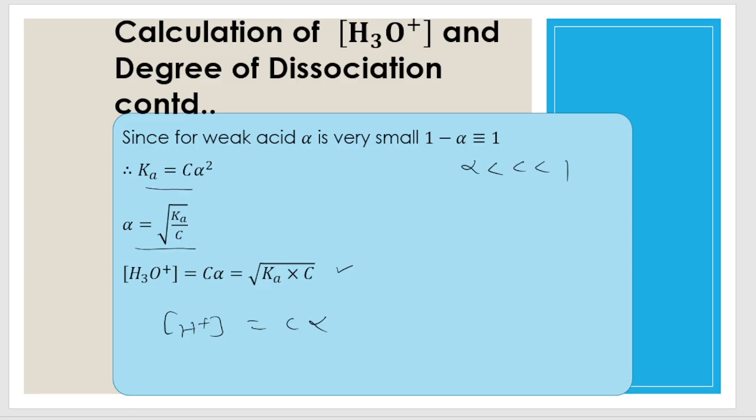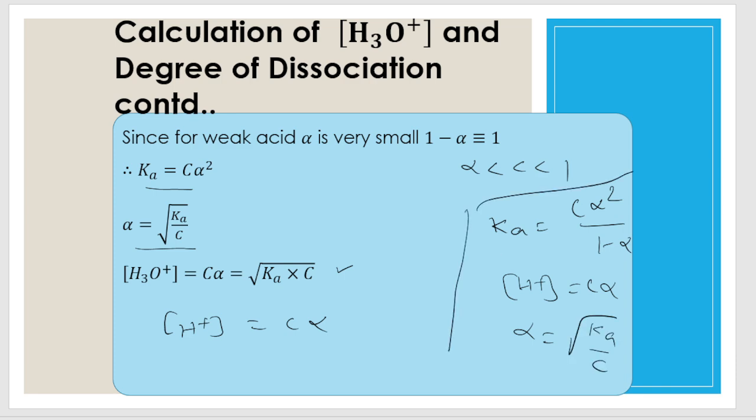As of now, what we need to remember here, we have three formulas so far. Ka is equal to C alpha square by 1 minus alpha, H plus ion concentration is C alpha, and another relation, alpha is equal to square root of Ka by C. All these formulae are very useful to solve some of the problems. So we came to know that Ka is the dissociation constant, and the more the Ka, the more is the acidic nature.